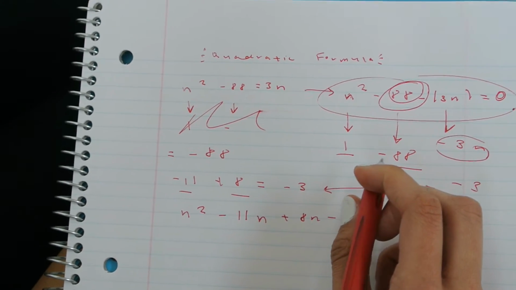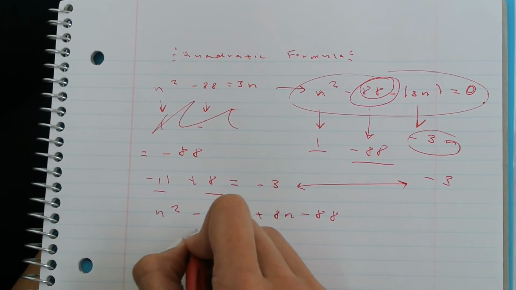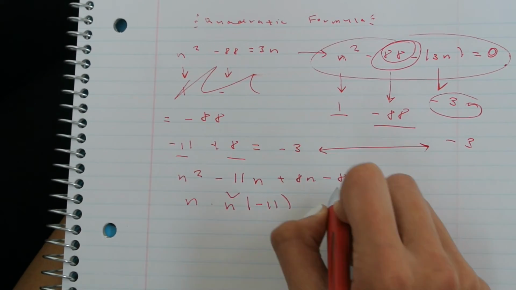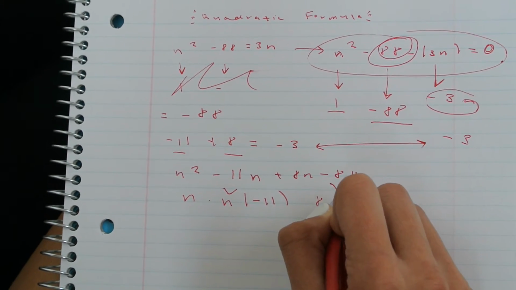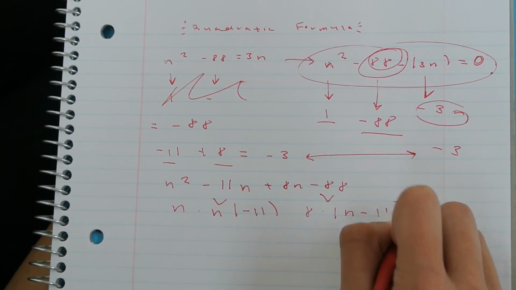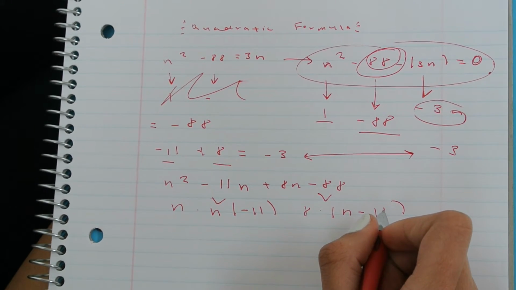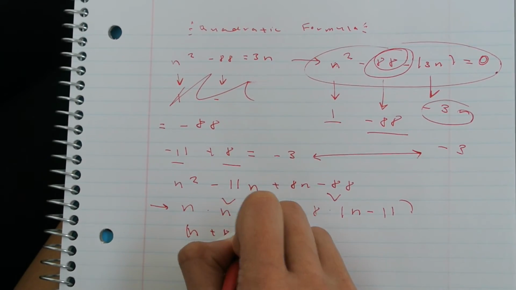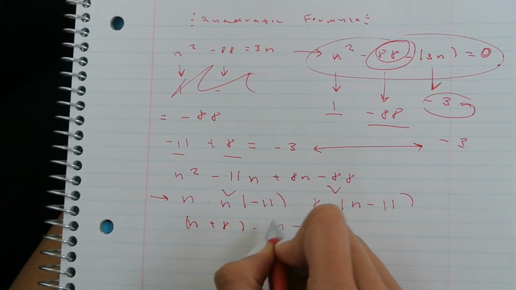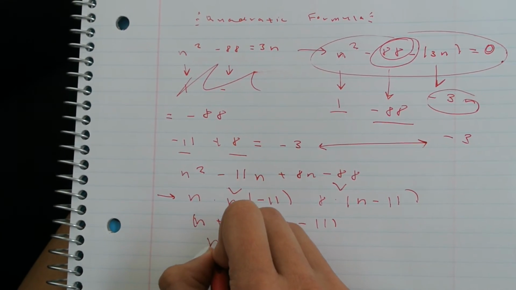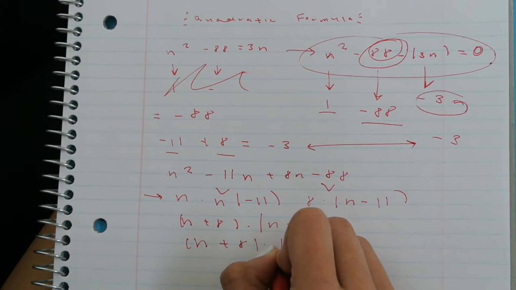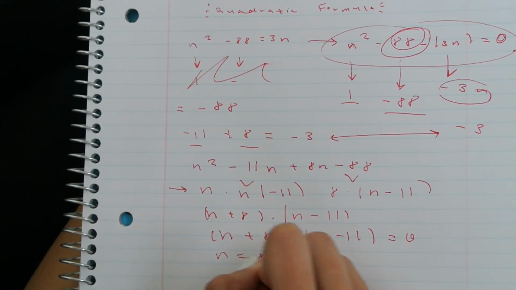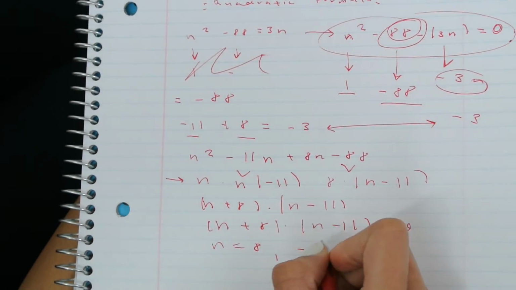Then you add up the first two terms, pulling out like factors, and that gives you n times (n minus 11). You do the same thing for the second part, and that gives you 8 times (n minus 11). Then you add up the four terms of step 4 and you get (n plus 8) times (n minus 11), which equals 0. And that gives you n equals negative 8 and n equals 11... rather, n equals 8 and n equals negative 11. And then you're done.